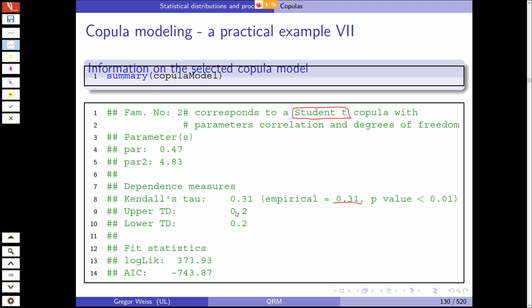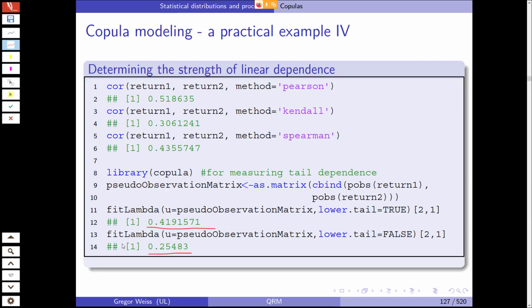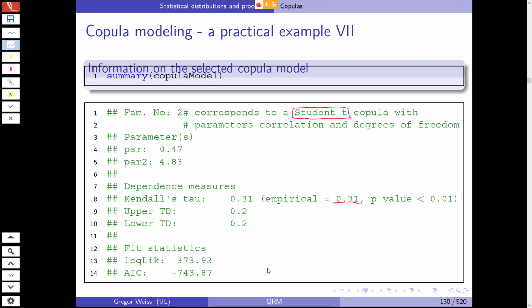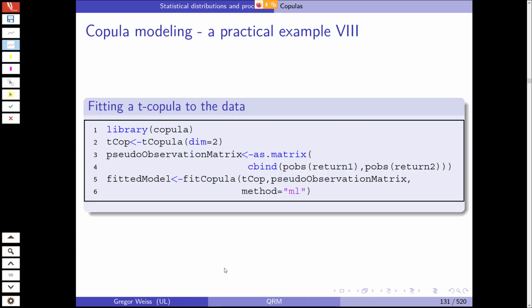Upper tail dependence is 20%. Lower tail dependence is 20%. So we are quite okay with the upper tail dependence, but lower tail dependence not so much. Why is this done? Well, probably because these other copulas are even worse. They are not better suited to model the data than the student T copula. And we have some statistics, the log likelihood and Akaike information criterion.